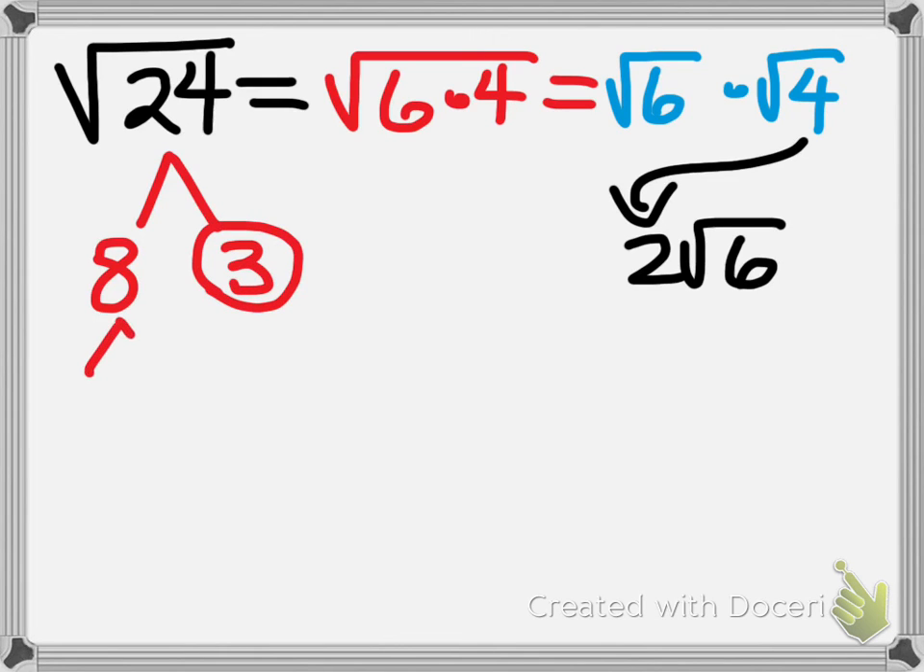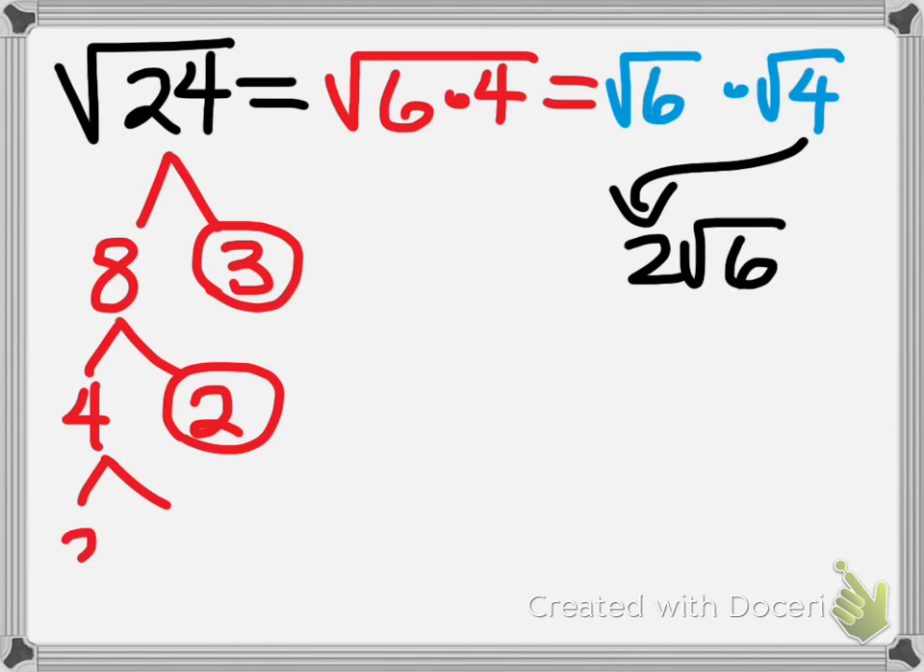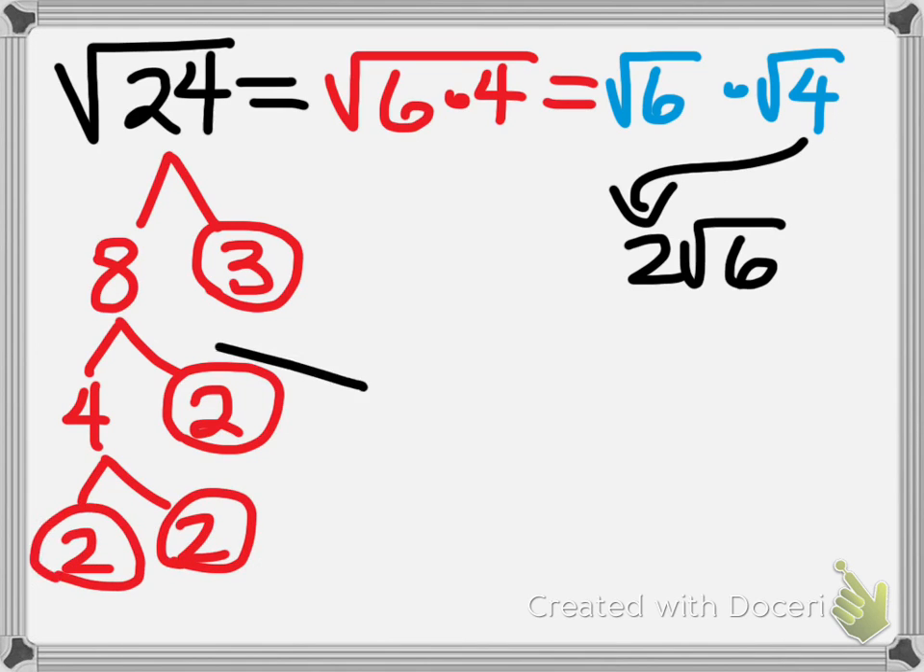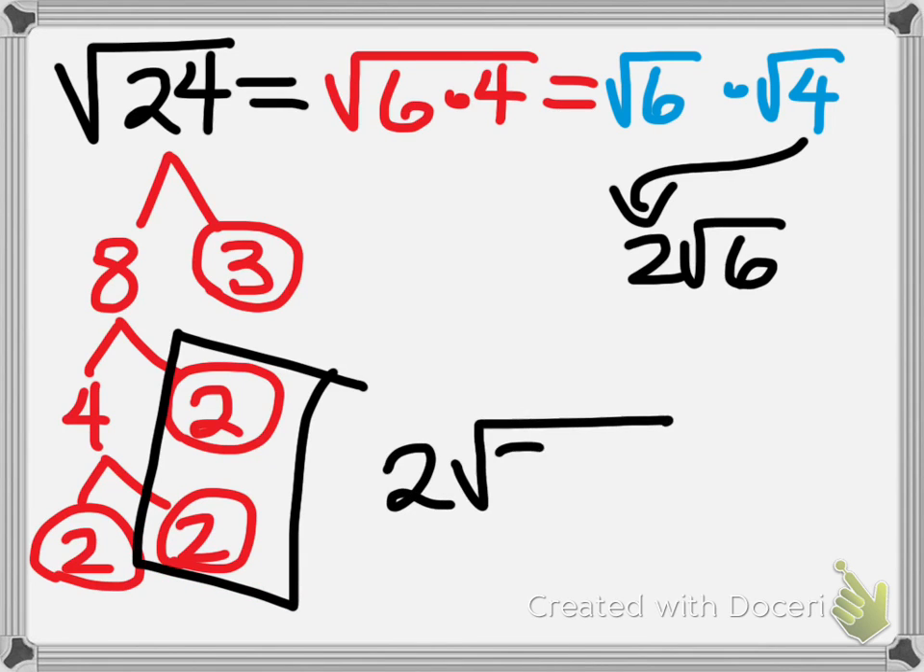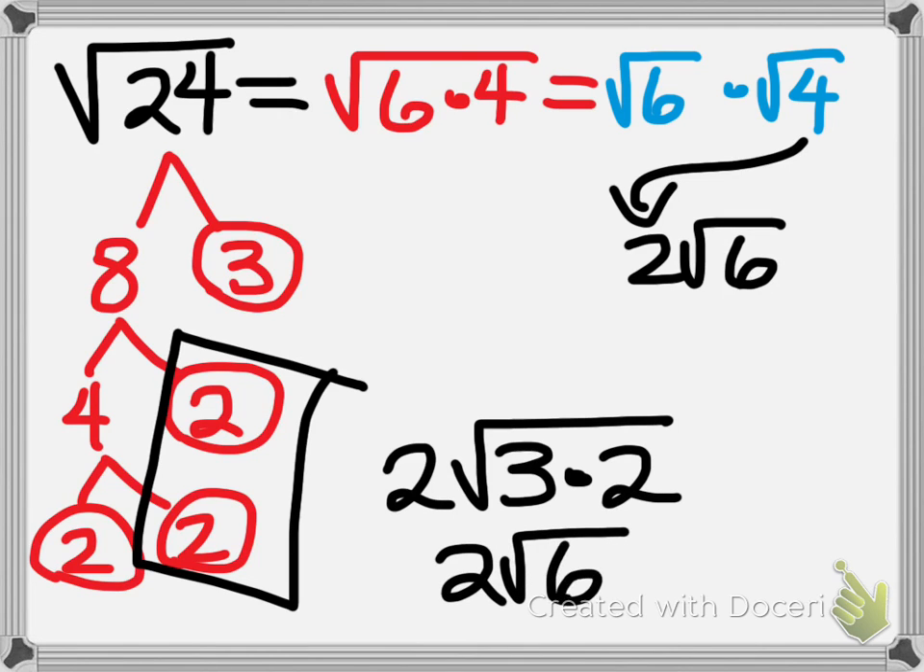If you use a factor tree, I can use 8 times 3. 3 is prime, so I circled it. Factors of 8 are 4 times 2. 2 is prime, so I circle it. Keep factoring 4. It's 2 times 2. So notice I have 2 factors of 2, so that would be 2 outside the radical. The 3 and the 2 don't have a double, so they go inside. And if I multiply to simplify the radicand, that would give me 2 square roots of 6.